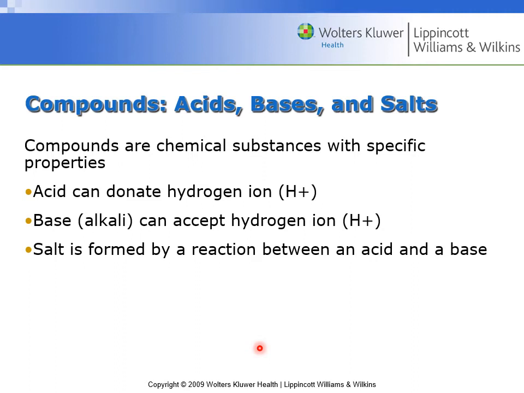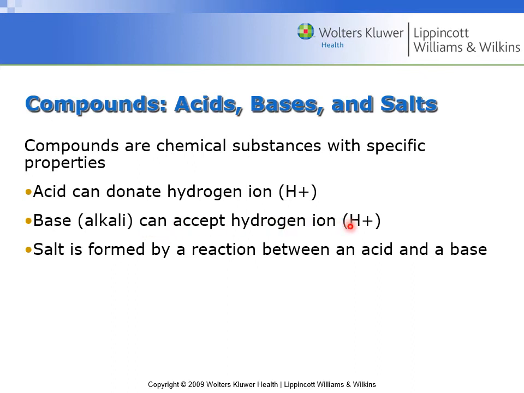We mentioned elements. Let's have a look now at compounds, particularly acids, bases, and salts. Compounds are chemical substances with specific properties. An acid, also known as a hydrogen donor, can give hydrogen ions, whereas a base accepts hydrogen ions.